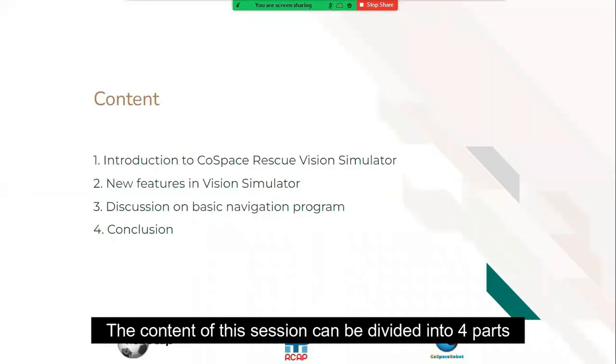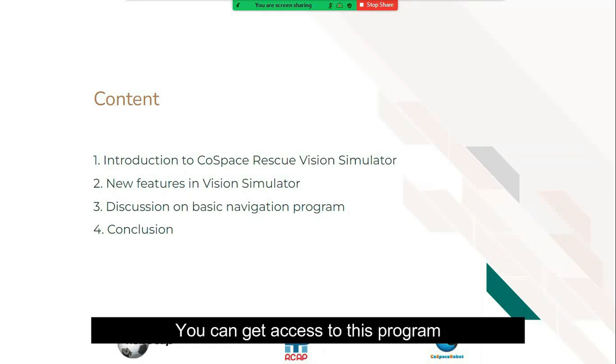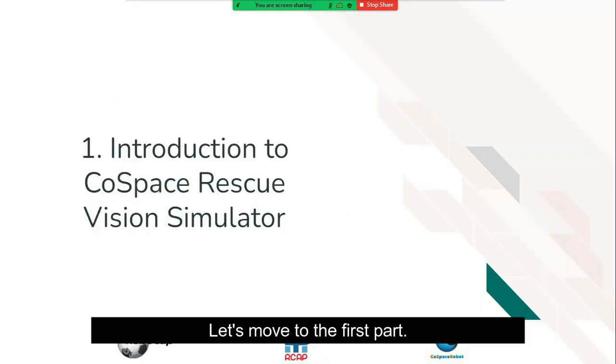The content of this session can be divided into 4 parts. First, I will introduce CoSpace Rescue Vision Simulator to you. Second, I will explain the features newly added to the Vision Simulator. In the third part, there will be a discussion on a basic navigation program, which will be accompanied by the Vision Simulator itself. You can get access to this program when you install the platform on your device. And in the last part, I will try to summarize and conclude the session. Let's move to the first part.